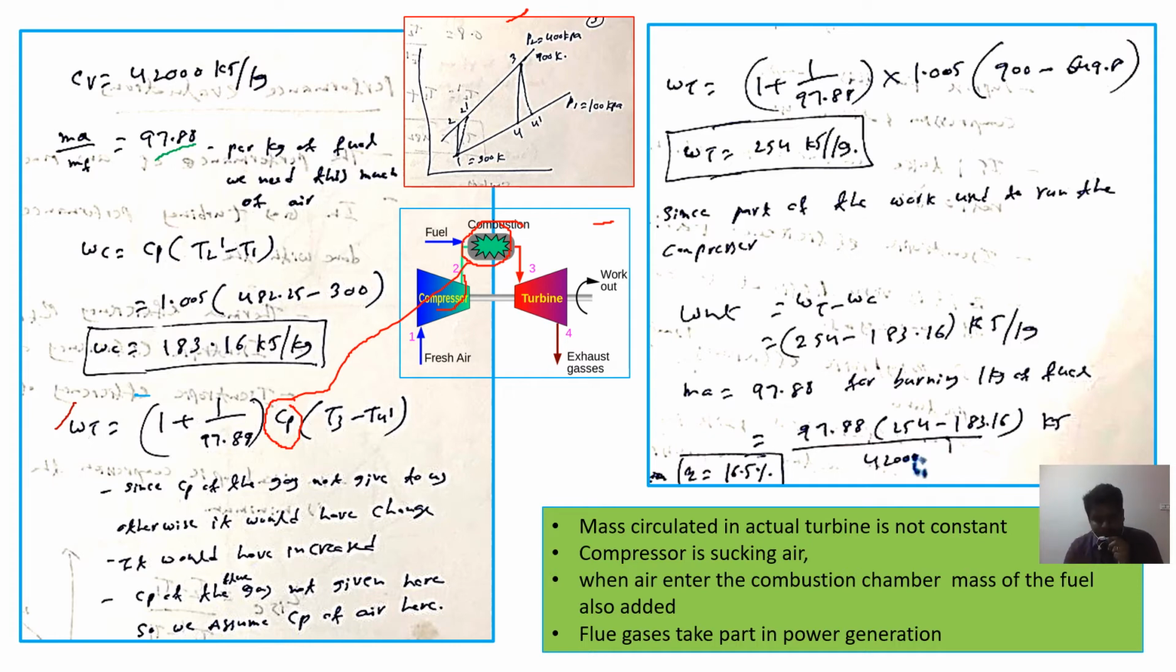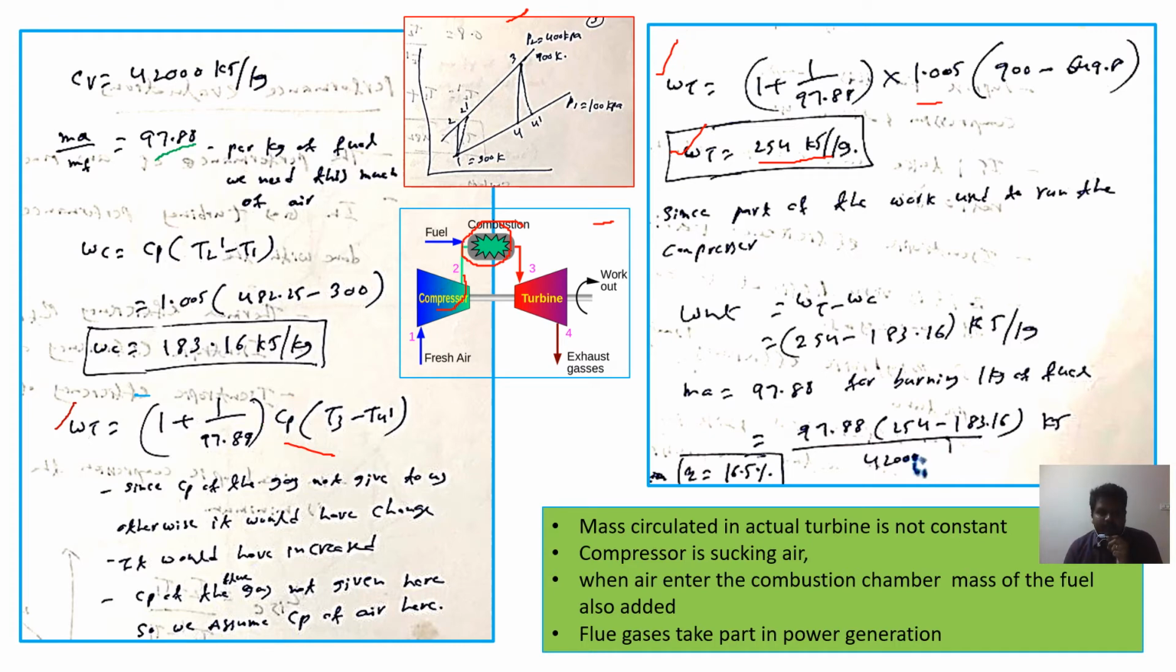But here, to find the work done, we just assume that instead of Cp of the gases we take Cp of the air. So once you substitute all the values we can get the work done by the turbine, 254 kilojoule per kg.